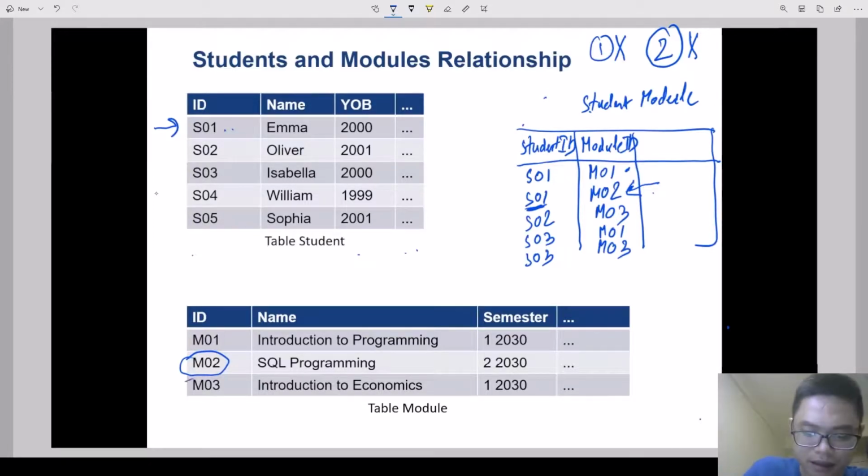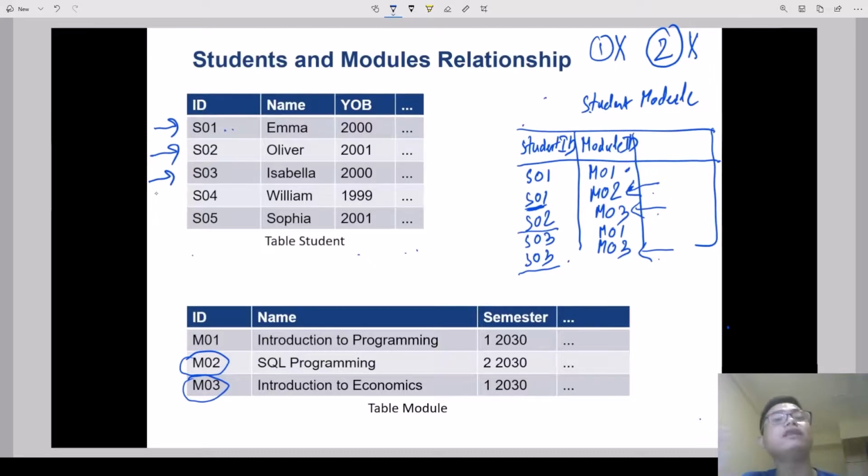Another one, let's say given M03, Introduction to Economics. Again, I have this column, M03 in here and M03 in here. I can retrieve S02 and S03. Two students study Introduction to Economics. S02 is Oliver and S03 is Isabel. So I can retrieve all the students who study Introduction to Economics. So not only can I store the data, but I can retrieve the data too. And this is the simplest solution.